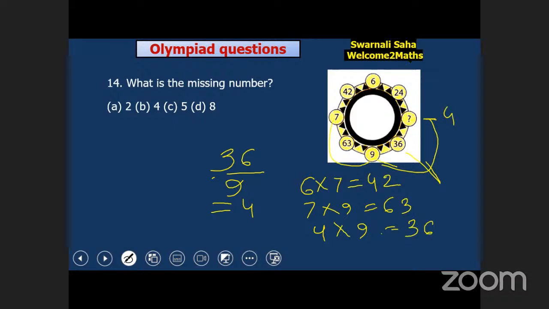And here you can also see that whenever we multiply 4 and 6, we will get the middle number 24. So 4 is the answer. Okay, so B is the answer. 4 is the answer. Fine. So question 14 is B. Very good. B is the answer.